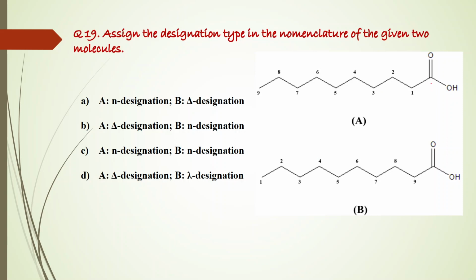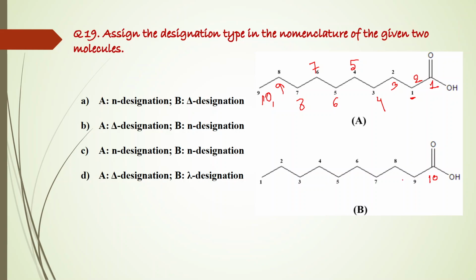The numbering should start from here. Instead of 1 here, the numbering should start from here: 1, 2, 3, 4. This should be 5, 6, 7, 8, 9, 10. In this case, 10. Okay. Here also the numbering should have been started from 1, 2, 3, 4, 5, 6, 7, 8, 9, and this one should be 10. So these are the two types of nomenclature that are shown.